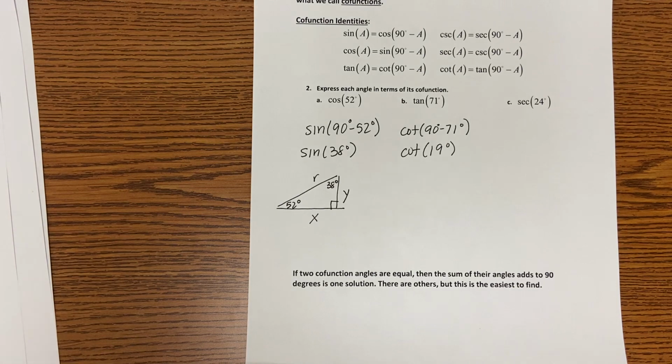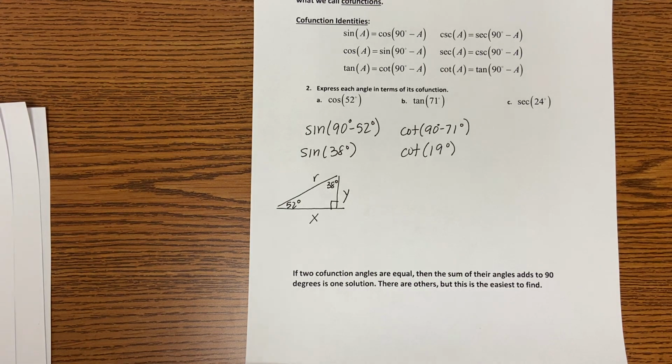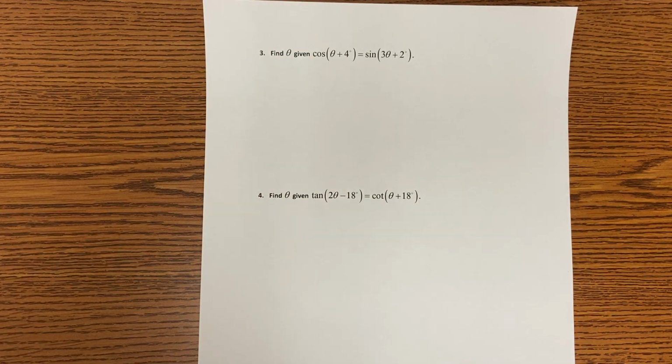Now, this also means that you're going to get some algebraic equations where they tell you potentially that two things are equal and you need to find the variable inside the trig function. And what I'm talking about there is problems like 3 and 4. Find theta given cosine of theta plus 4 degrees equals sine of 3 theta plus 2 degrees.